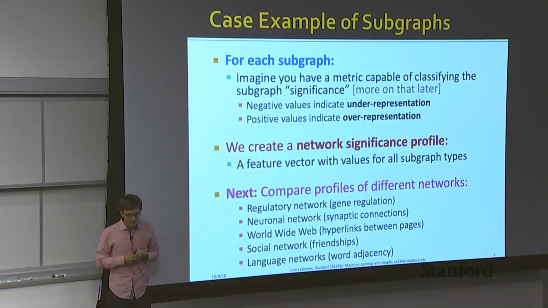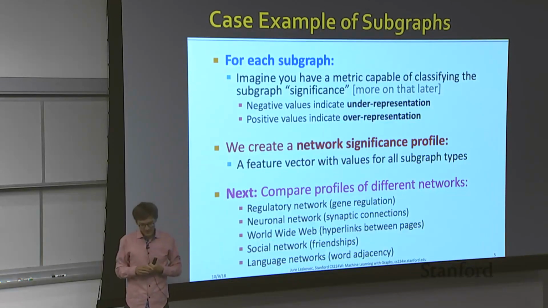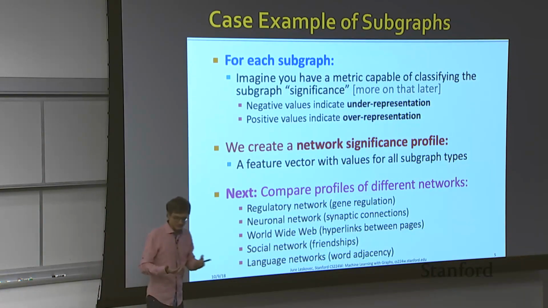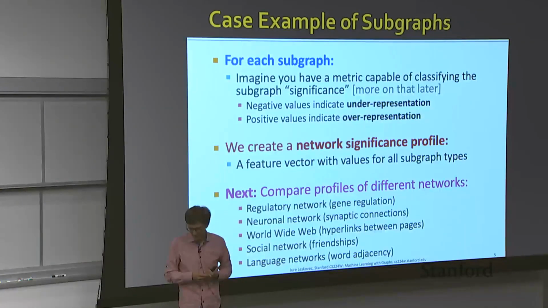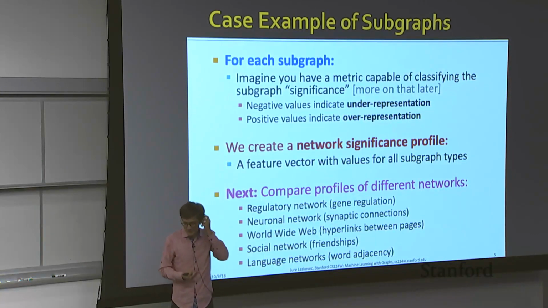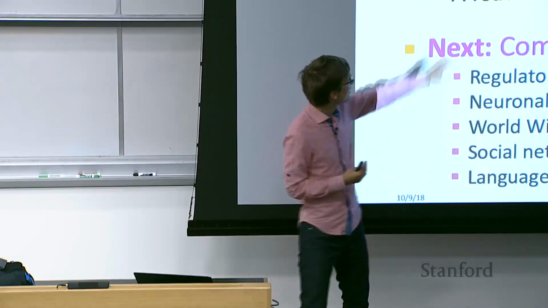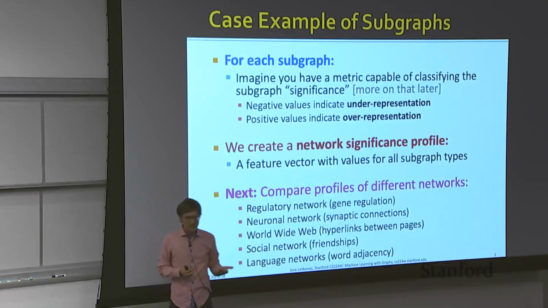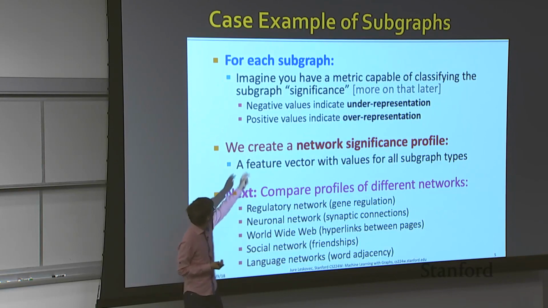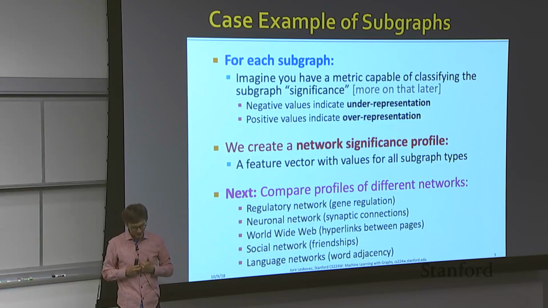So what will we do? The idea will be the following. For each of these subgraphs, imagine you have some kind of metric capable of telling us whether the frequency or occurrence of that subgraph in the network is significant. The significance value can be positive or negative. The way we will interpret these values is that a negative value means this particular pattern is underrepresented, and a positive value means this particular pattern is overrepresented in a network.